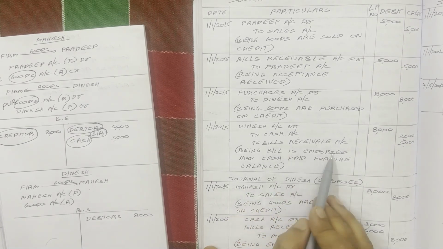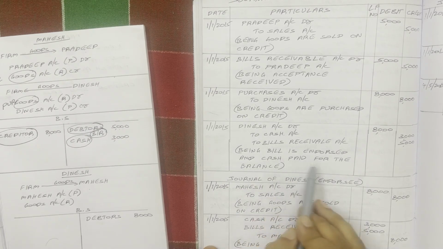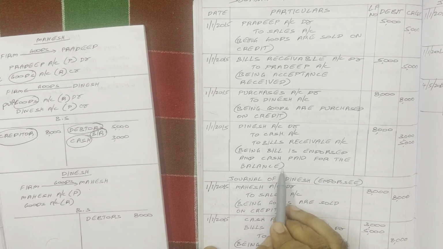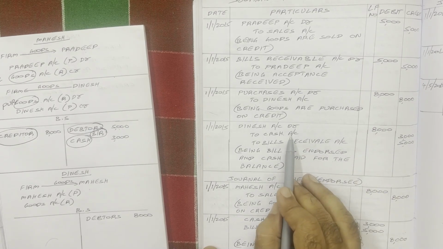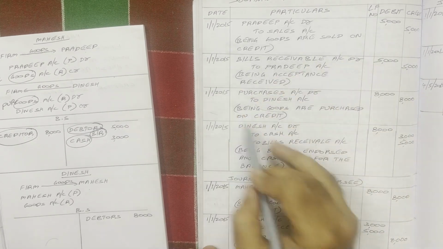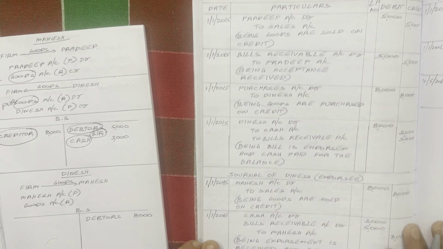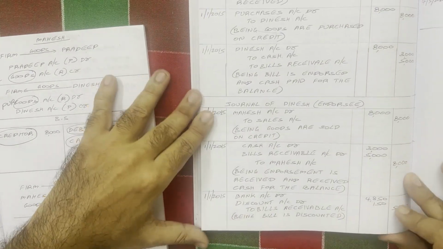Narration: being bill is endorsed and cash is paid for the balance. Balance amount is 3,000 now. For that, he is giving cash also. With this, Mahesh journal is completed. Next, come to Dinesh journal.